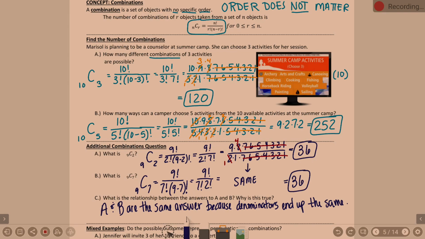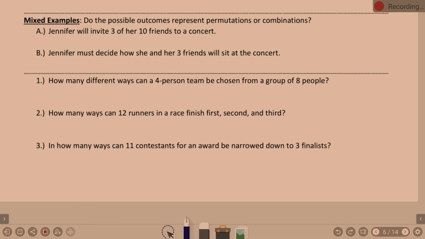So, as you notice, the title of my next section is Mixed Examples. Mixed examples because it could be either or. As you start reading, you'll notice: do the possible outcomes represent permutations or combinations? So, on A and B here, I'm not actually asking you to find how many. I'm asking, what are they?